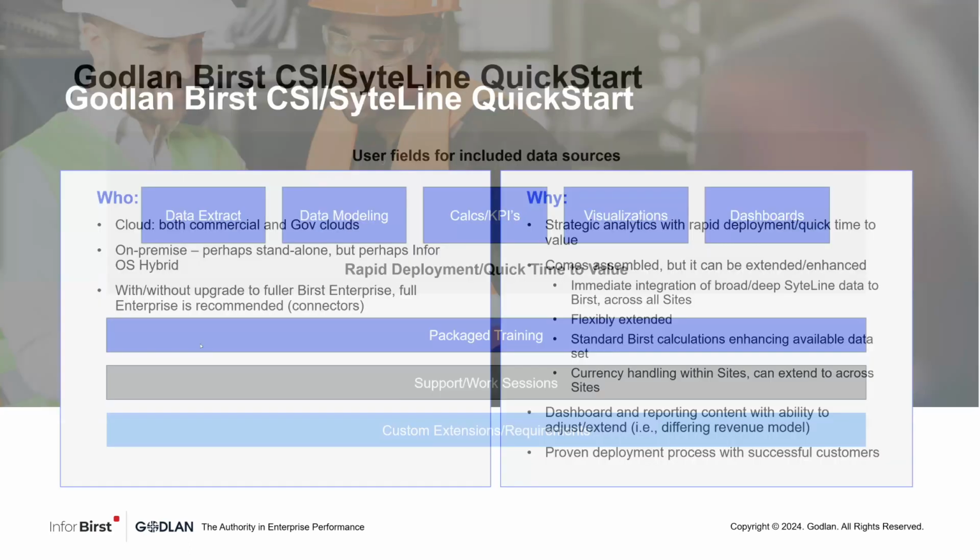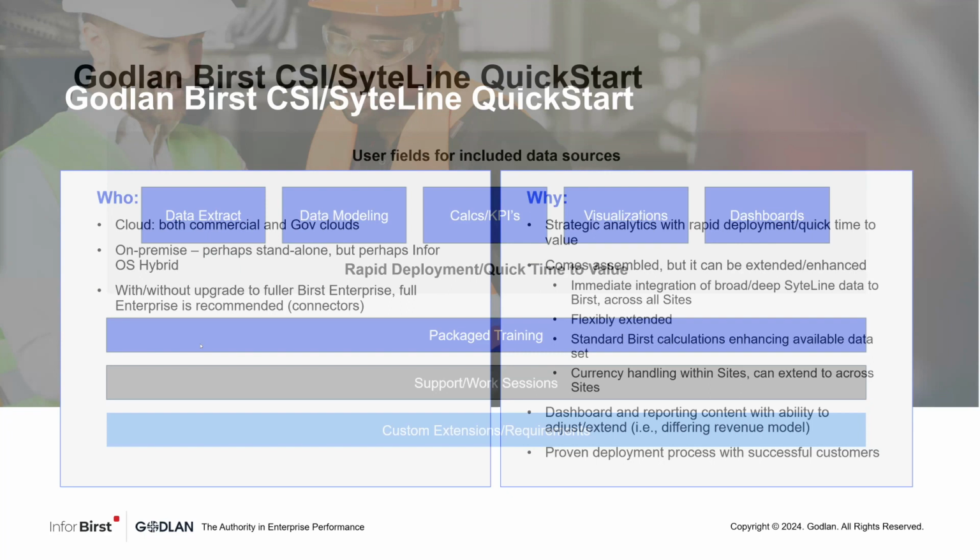Okay. So in the category of who and why, we can and have deployed this for commercial customers in both on-premise and in the cloud. We have deployed this also for customers that are in the governed cloud. And we can do it with or without having upgraded to the fuller version of Enterprise, which is really about unlocking the additional connectors from a Birst perspective. And so again, why would you want to do this? Strategic analytics with rapid deployment, not having to wait months or years to deploy things, and deploying things quickly.